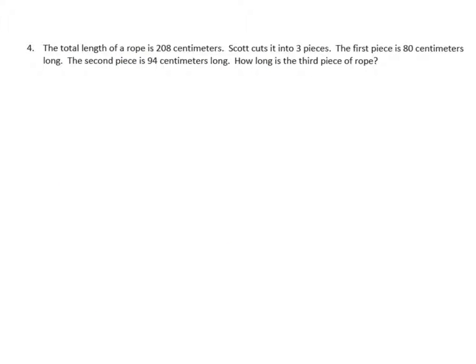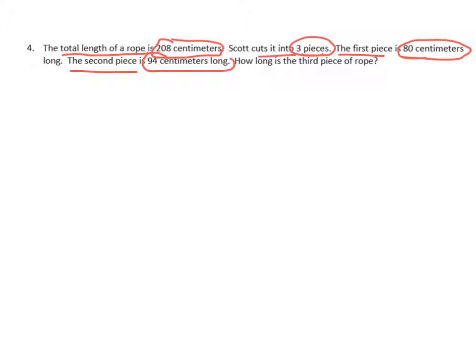Let's take a look at number 4. It says the total length of a rope is 208 centimeters. Scott cuts it into 3 pieces. The first piece is 80 centimeters. The second piece is 94 centimeters long. How long is the third piece of rope?